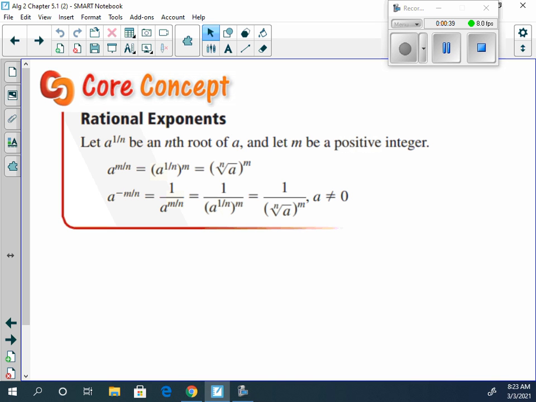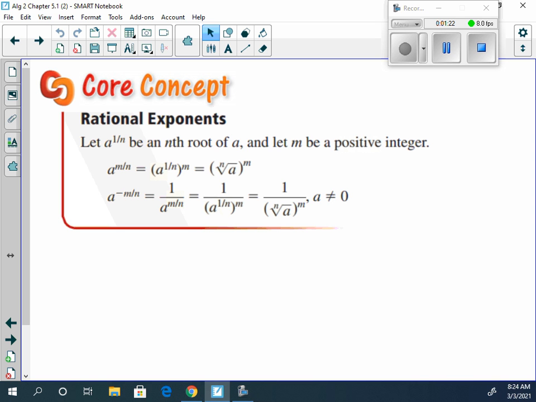The m over n, into the m, nth root of a to the m. So we can break this down, and we can go either direction. Either I can take a to a fractional exponent and rewrite it as the nth root of a to the m, or we can take it as the nth root of a to the m power and rewrite it as a to the m over n. We can take this in either direction.